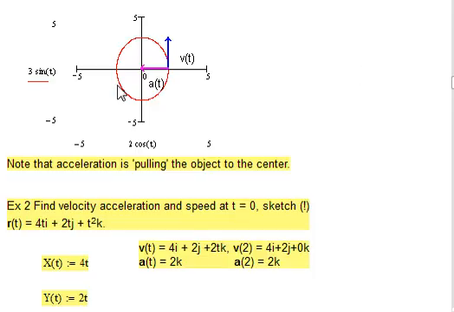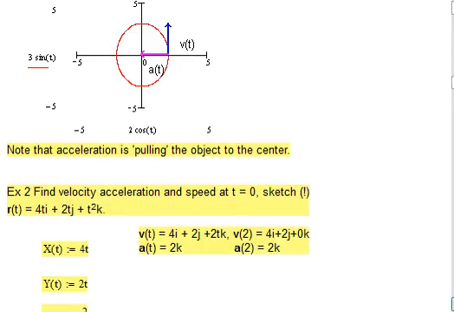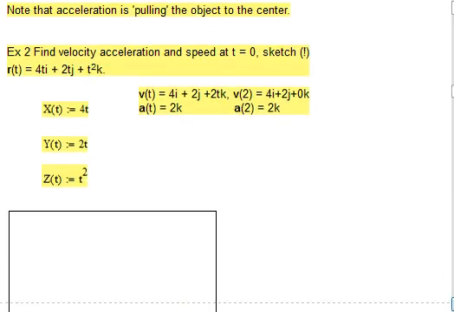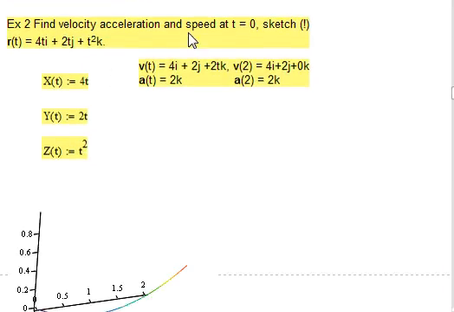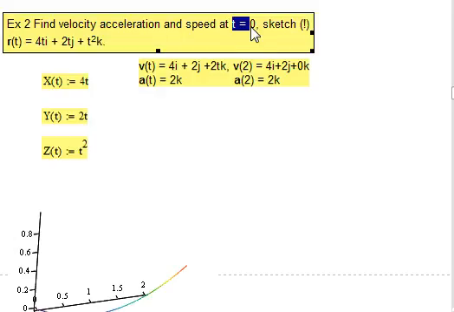Well, one further note for the preceding example: acceleration is pulling the object towards the center, and the velocity vector is wanting it to spin off on a tangent. So here's a 3D example. Find the velocity, acceleration, and speed at the point where t is 0, and then sketch the graph.